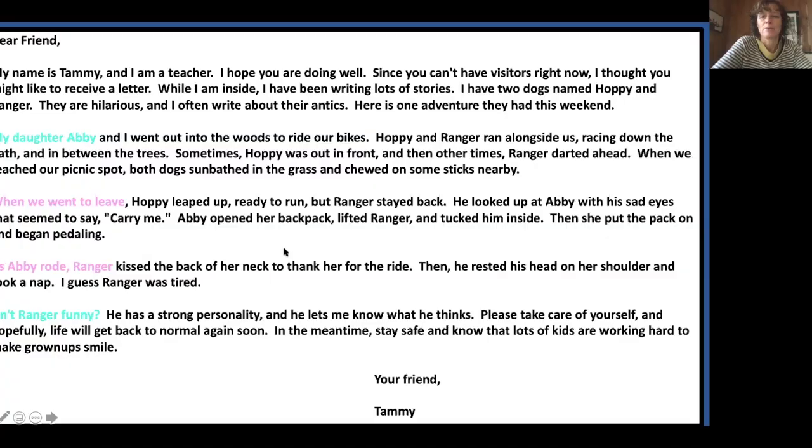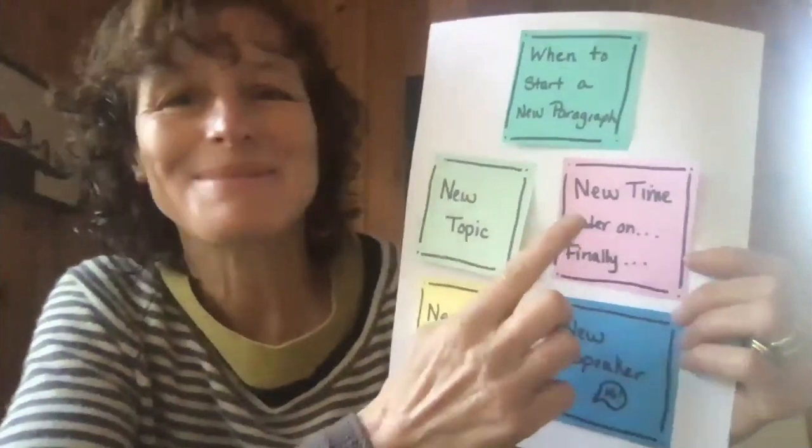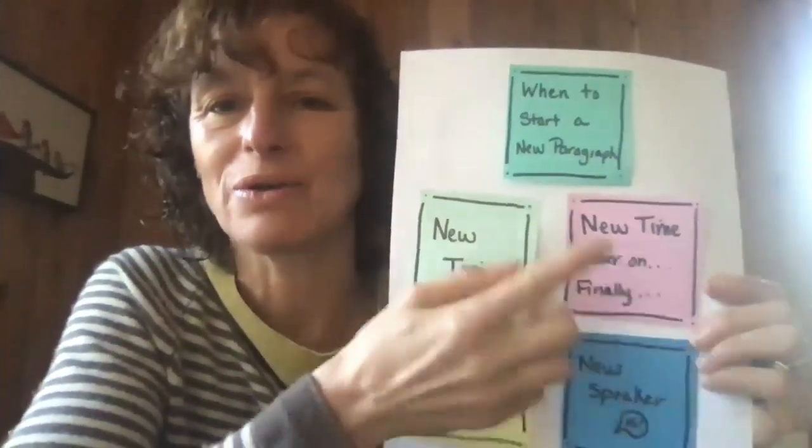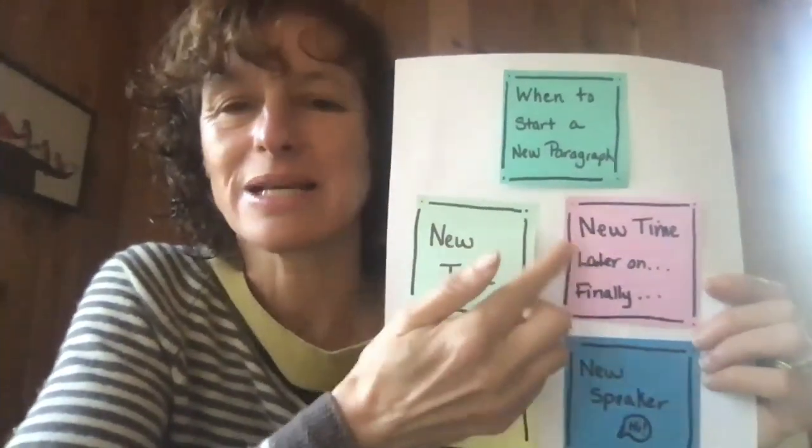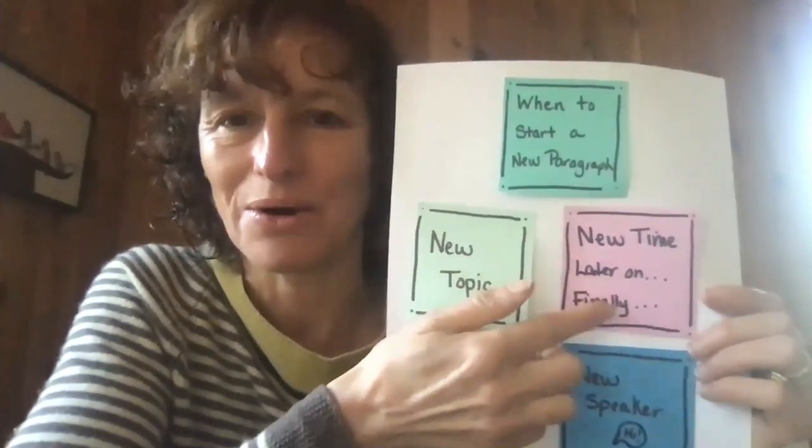Let's look again. Here we go. Then we'll read the end of this paragraph. Then she put the pack on and began pedaling. As Abby rode, Ranger kissed the back of her neck. Okay, one more time. You can see that time passed, right? It was later on in the bike ride. That's a new time, so I started a new paragraph.